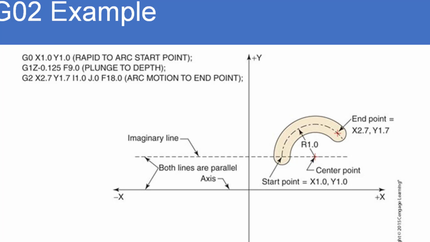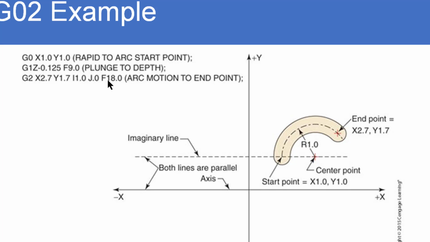Now, I can tell it that the center point is actually 1 inch over to the right from my starting point. So remember, I is X, J is Y, K is Z. So that would be an I positive 1. I don't have any offset in J. It's level with my start point. And then I give a feed rate.